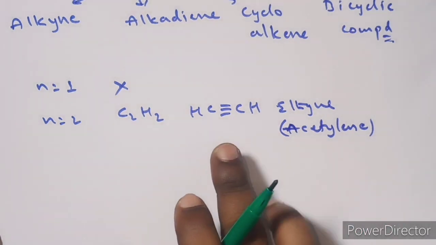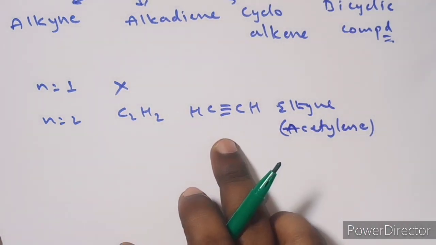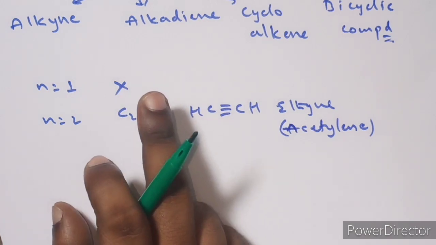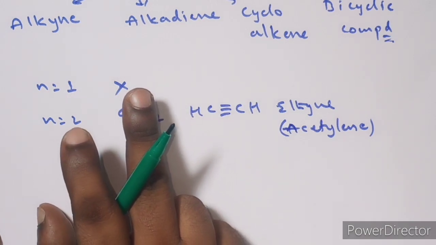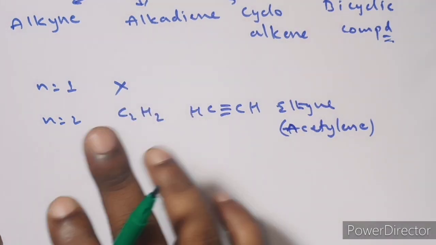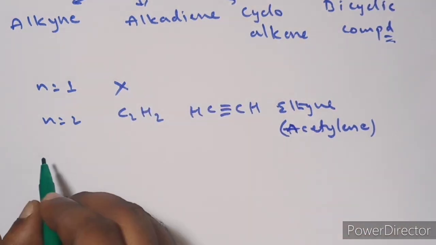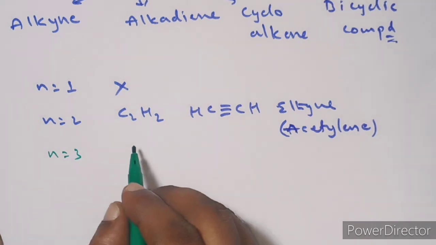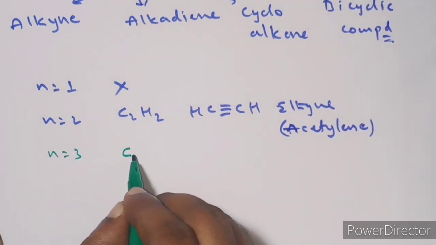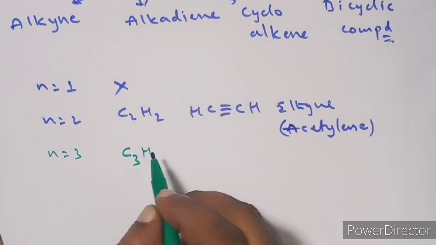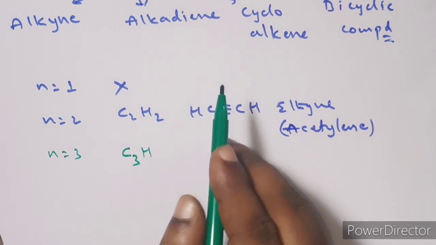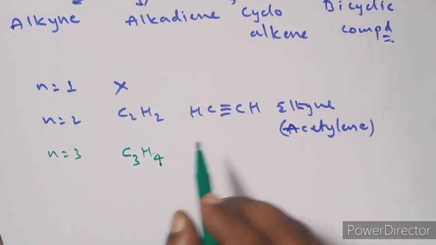With this formula you can write only one isomer. Why? Because to write alkadienes it requires a minimum of 3 carbons, and cyclic compounds also require a minimum of 3 carbons. So you can write only one isomer with the C2H2 molecular formula. If n is equal to 3, what would be the formula? C3 and H, 2 into 3, 6 minus 2, 4. C3H4. Let's see how to write the possible isomers.